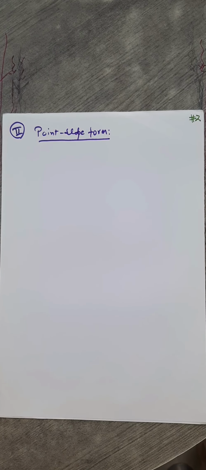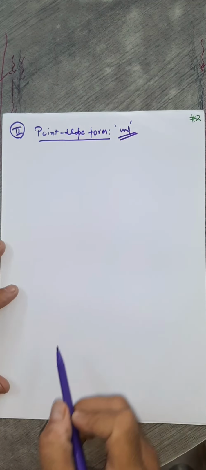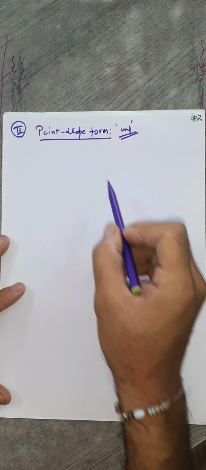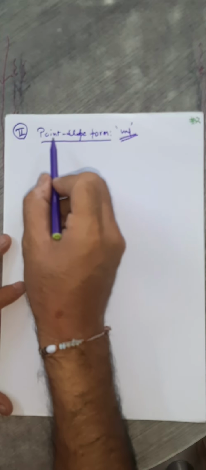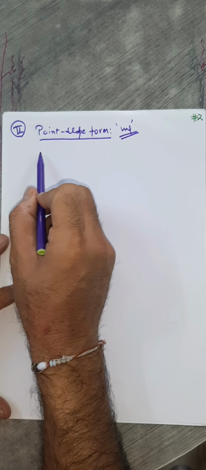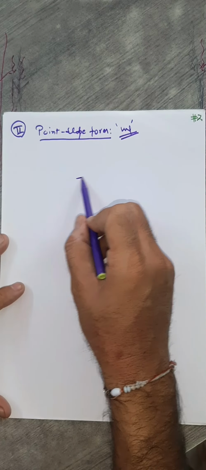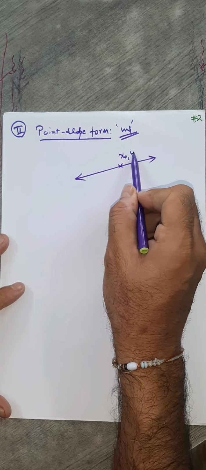Next one is the point slope form, PS form. Very, very important form. 90% of the questions will be done with the help of this. Even in 12th standard you will use it frequently. From these two words it's clear: point and slope. So we want a line that passes through some fixed point. So this is a line, and one fixed point on this line you are given, x0, y0.